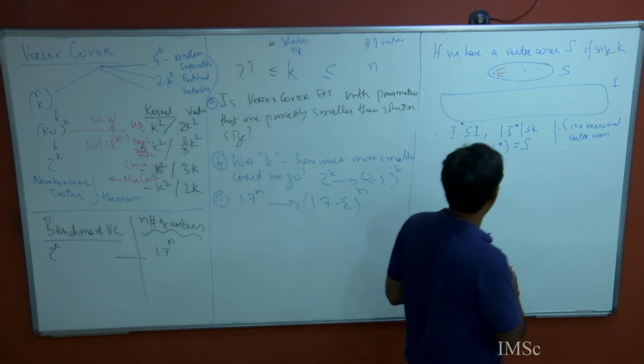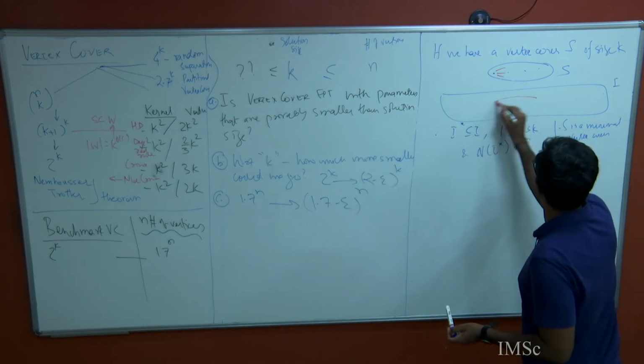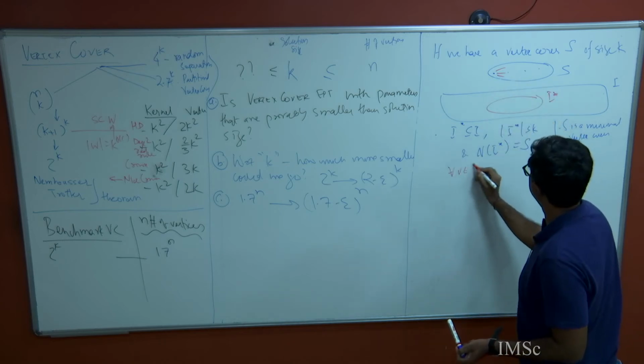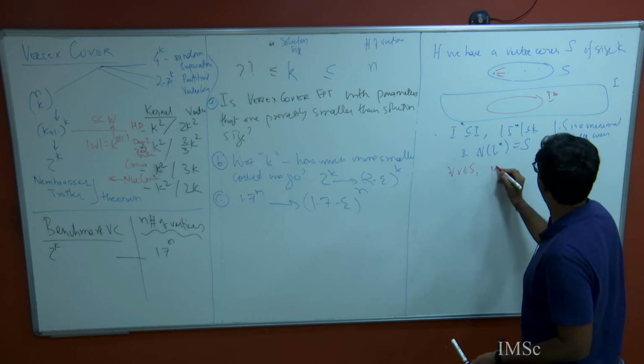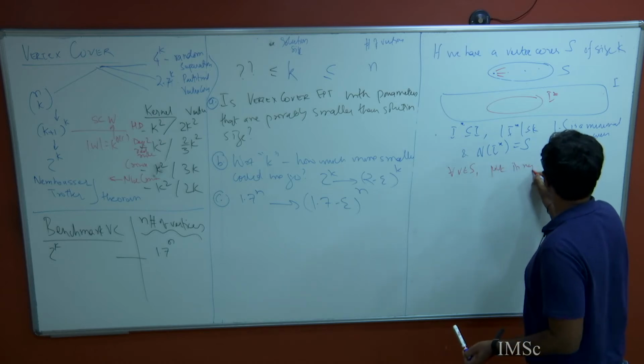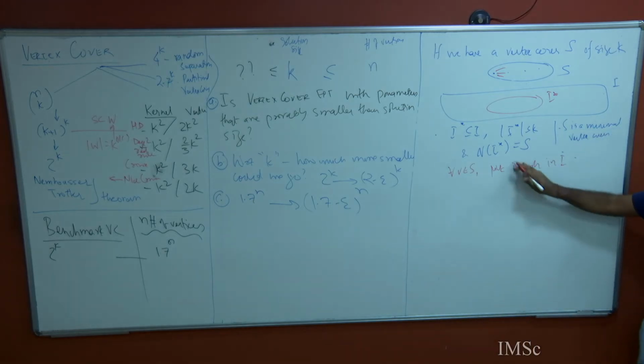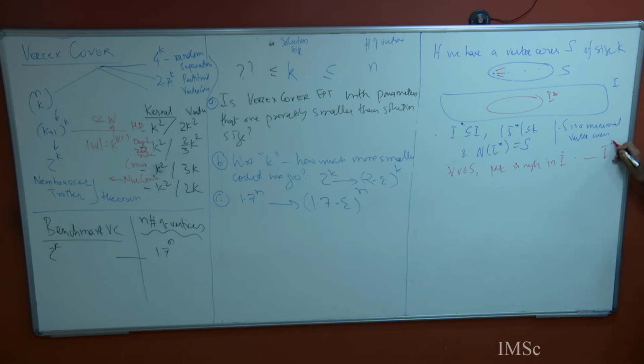Now, what that told us is that to construct this I star, just pick for every V in S a neighbor in I, and that is it. That gave you I star.